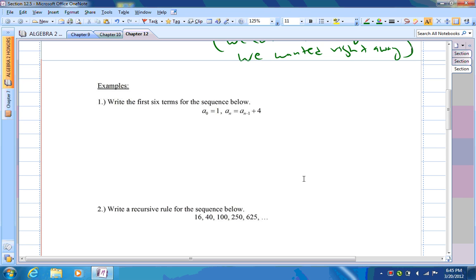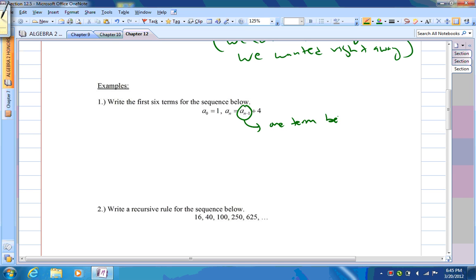Write the first 6 terms of the sequence below. So notice you see these subscripts here, right? a n minus 1 is one term behind a n. So for example, if n equals 1, a1 equals a0 plus 4. Now we already know that a0 is 1, so 1 plus 4 is 5. So all the recursive rule is doing for us is calculating each term in succession.